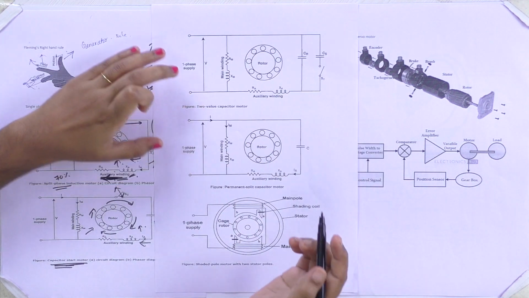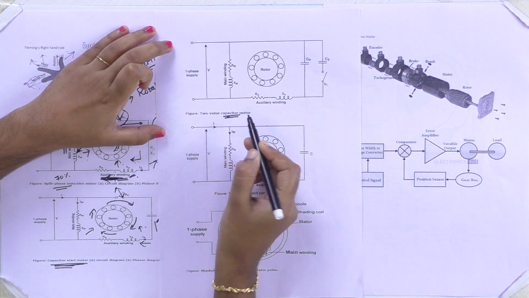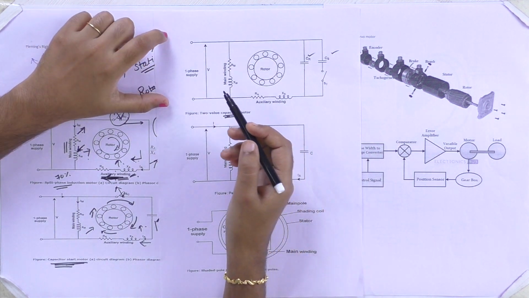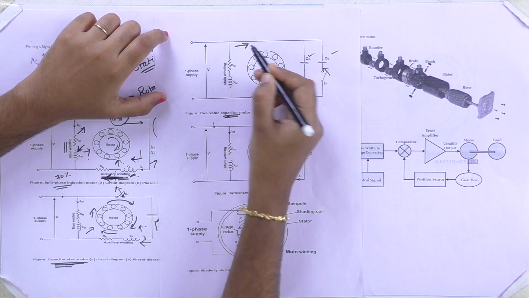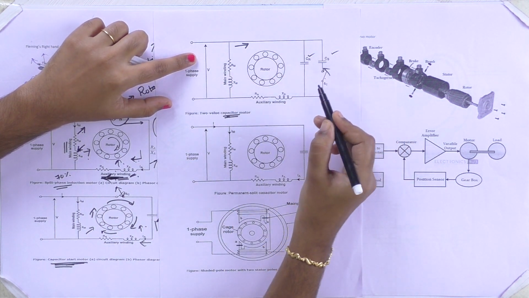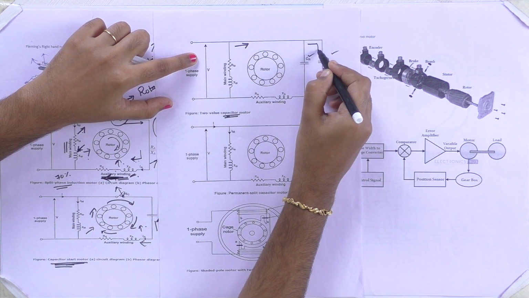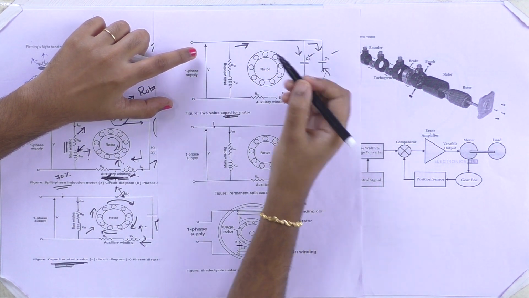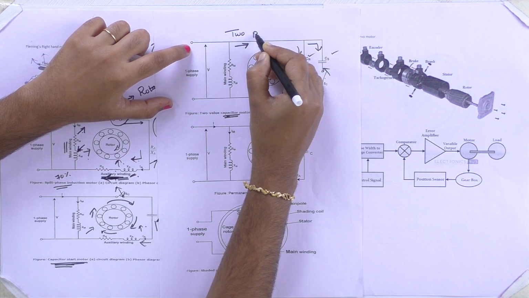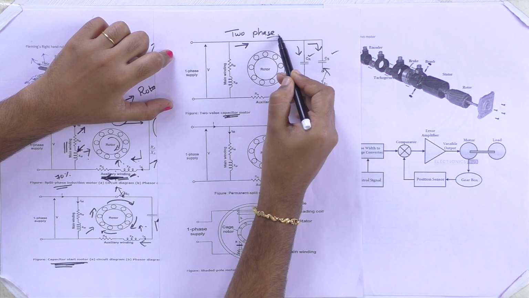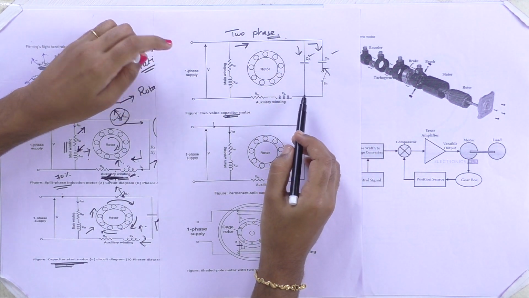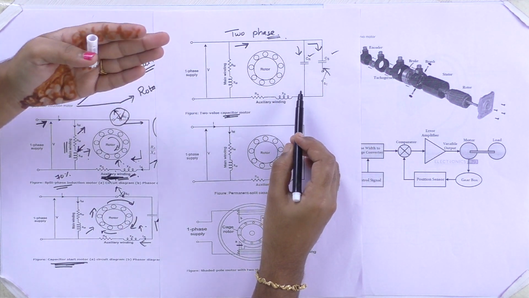Then next is the two value capacitor motor, that is, the capacitor start and capacitor run motor. We can call it a capacitor start, capacitor run, or two value capacitor motor. In this also, when the torque is not achieved and net torque is equal to 0, the centrifugal switch is closed and current flows in both windings. So this motor is always running in two phase. The capacitor start, capacitor run motor is a two phase motor; it always runs in two phase.